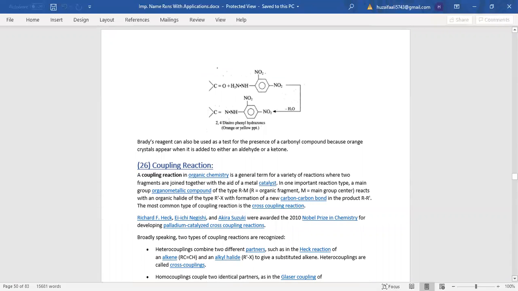Brady's reagent can also be used as a test for the presence of a carbonyl compound because orange crystals appear when it is added to either an aldehyde or ketone.